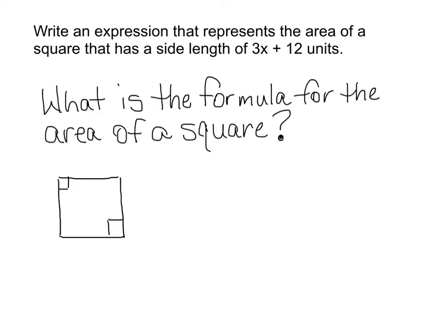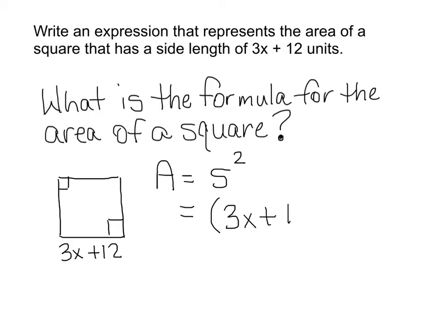Now hopefully you remember that the area of a square is found by side squared. Squares, each side has the same length. So let's take our 3x plus 12 and write it there underneath our square. We're going to take that and plug it into our formula. So we will have 3x plus 12 quantity squared.